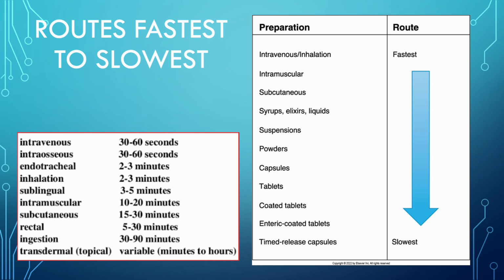The picture on the right shows that even with tablets, if you're taking a tablet through your GI system, the enteral system, if that tablet is coated, if it has an enteric coating, which is thicker so that it doesn't dissolve right away, or if it's time release, that's going to affect how fast the route is and how fast it's going to be absorbed.